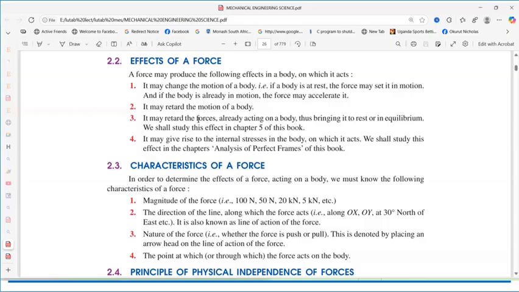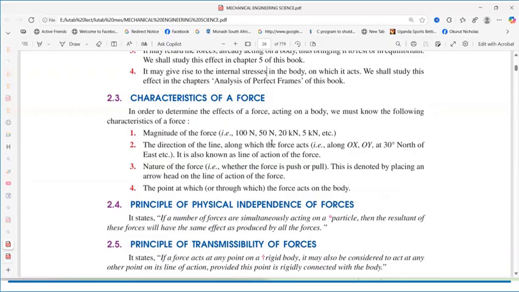You know, there are some forces that act to oppose motion of a body, for example, friction. If the body is already experiencing friction and you apply another force that is opposing its motion, then you can bring it to rest. It may give rise to internal stresses. For example, you could push a force and you somehow change its shape. So this can result into stresses within the body.